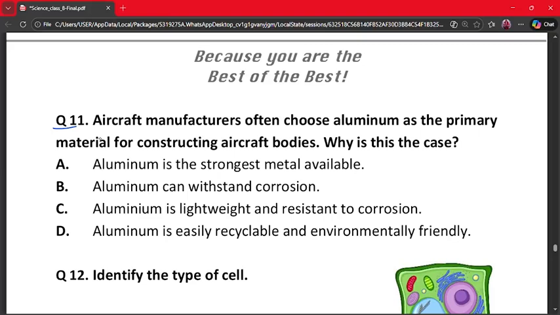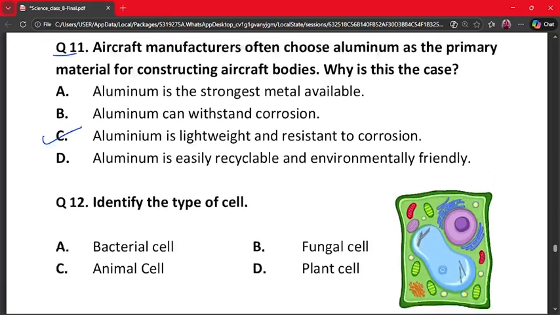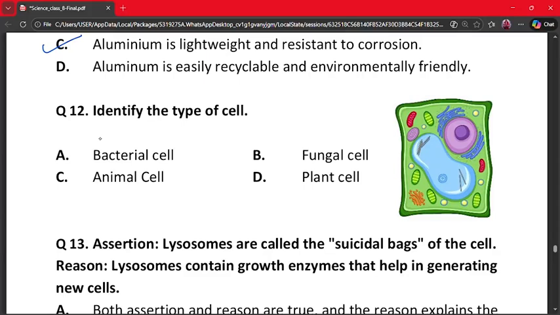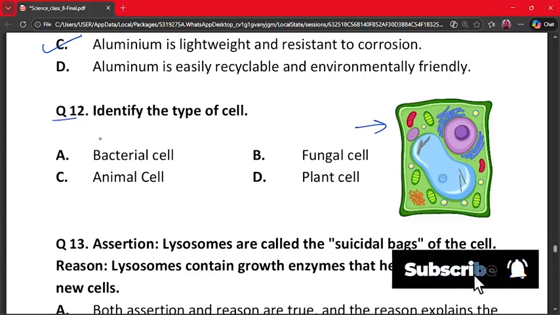The correct answer is option C, because aluminium is light in weight and does not rust easily. So these properties make it ideal for aircraft construction. So option C is the right choice. Our next question is question number 12. Identify the type of cell. So this is the cell. A. Bacterial cell. B. Fungal cell.